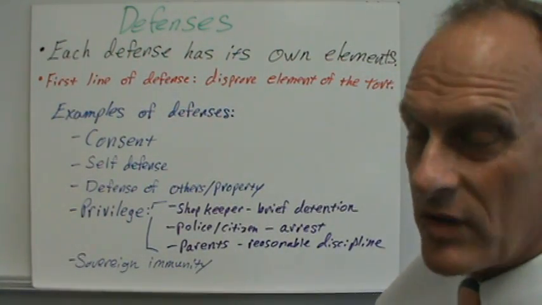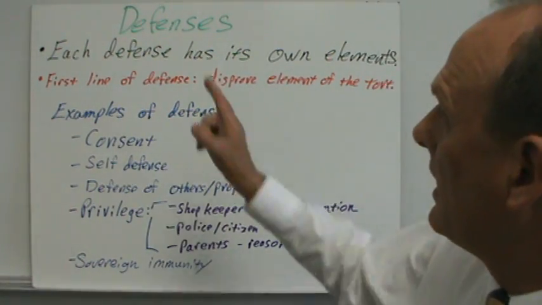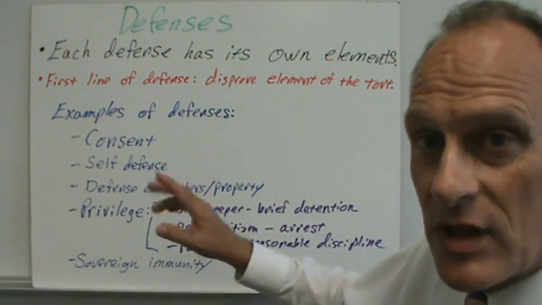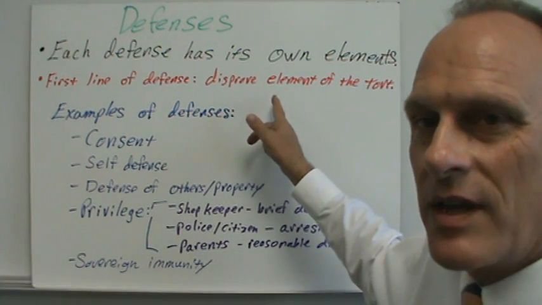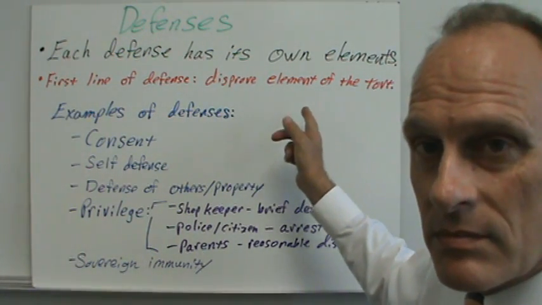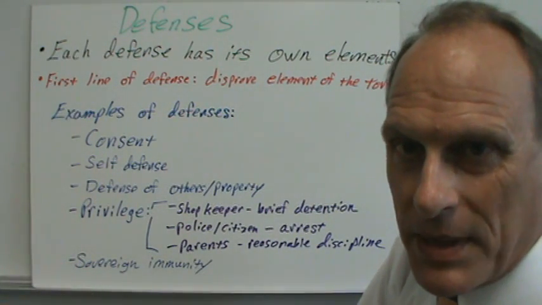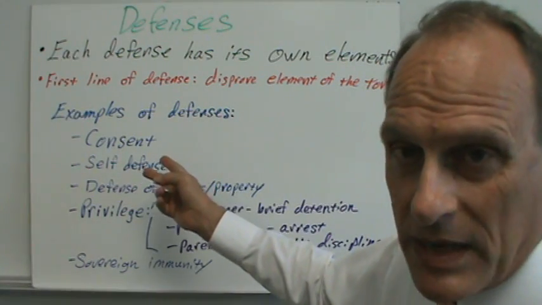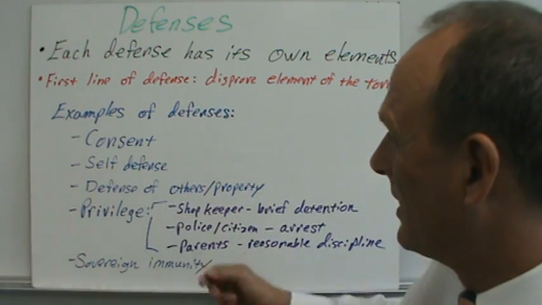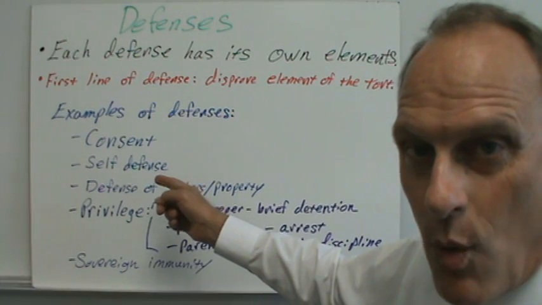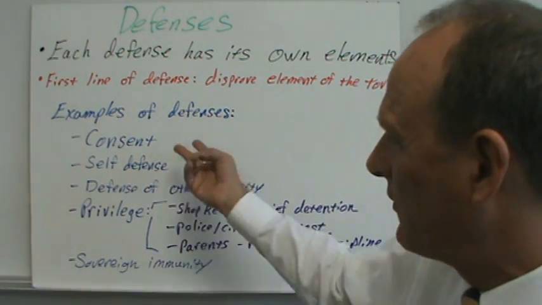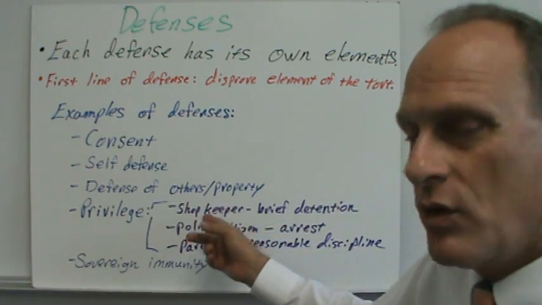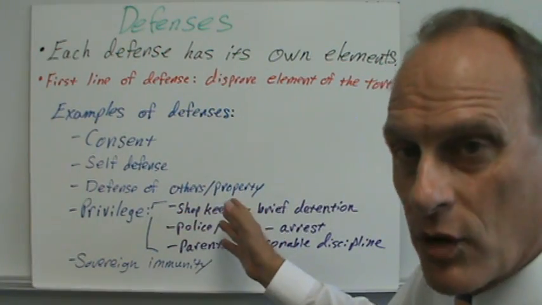And then there are defenses to all of these intentional torts that we're talking about. Each defense has its own unique set of elements that will distinguish it from other defenses. However, don't forget this: the first line of defense is going to be disproving the elements of the tort. If you can disprove the tort, then you don't need any other independent defense. Now, here are some examples of defenses. Consent. If someone consents to being punched in the nose, that's a defense to battery. If someone uses reasonable force to protect themselves from being punched in the nose, that's self-defense. Likewise, if they use reasonable force to protect someone else from being punched in the nose, that would be defense of others. You can also use reasonable force under some circumstances to protect your property.